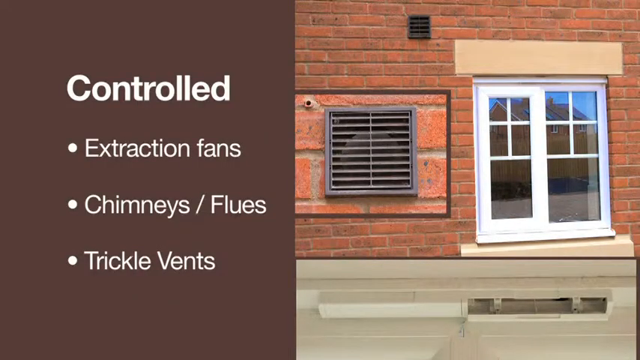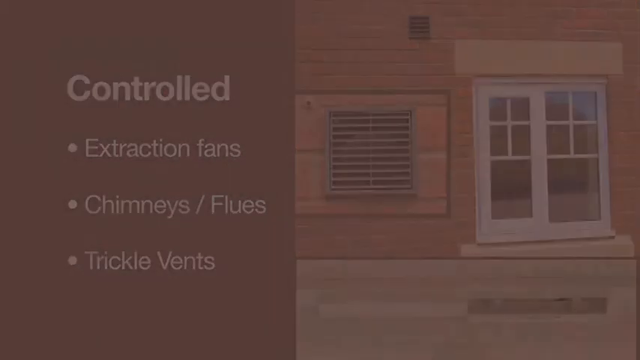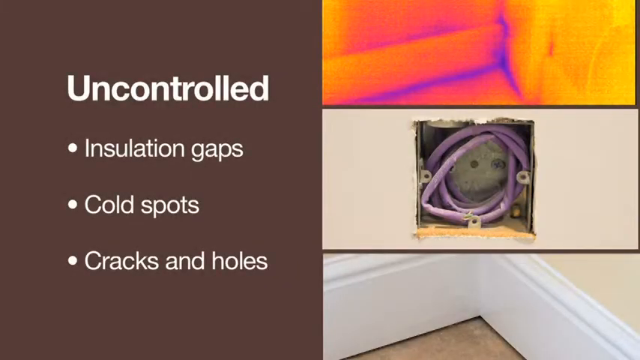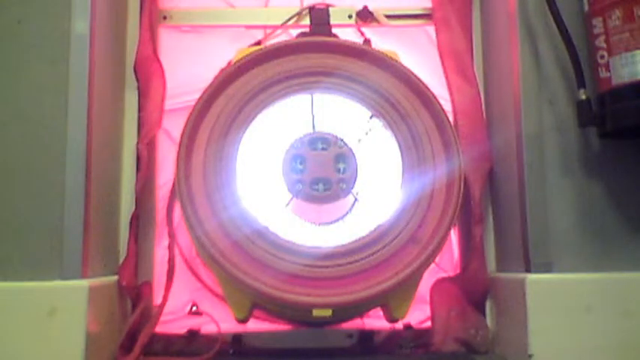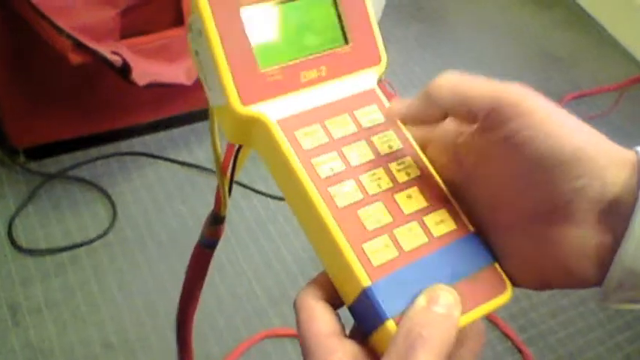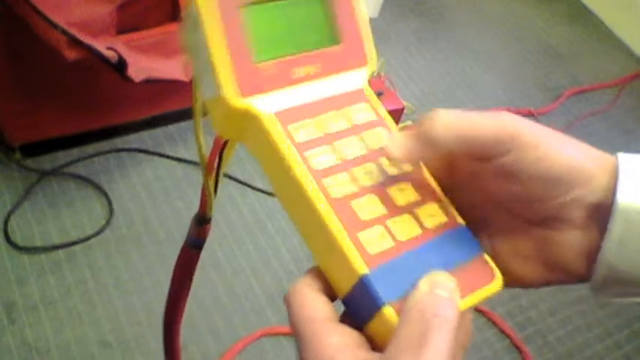There are two types of ventilation in the SAP calculation: controlled and uncontrolled ventilation. Controlled ventilation is deliberate and it's used to maintain air quality and remove moisture from the dwelling. This can either be done naturally or through using a mechanical system. Uncontrolled ventilation refers to air leakage through gaps in the building fabric. This is measured using an air leakage test, and the result is known as the building's air permeability.